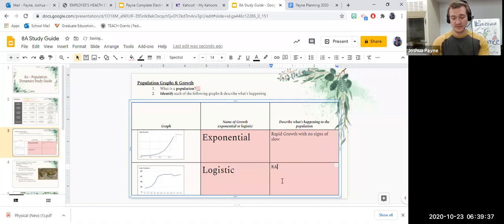And this is rapid growth, then leveled off at a carrying capacity. So if you see a graph that has a carrying capacity, that is a logistic graph. That is logistic.